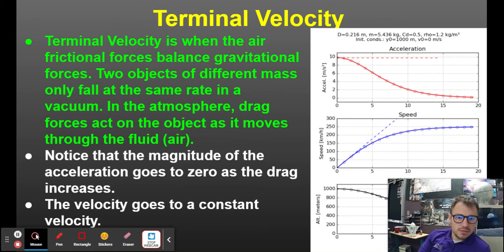So you notice that the faster you go, the more air resistance. If you just move your hand back and forth, you'll feel some air resistance. But if you're driving in a car and you stick your hand out, you're going to feel more of a force the faster you're going. And eventually, if you're in free fall, that air will balance it out.